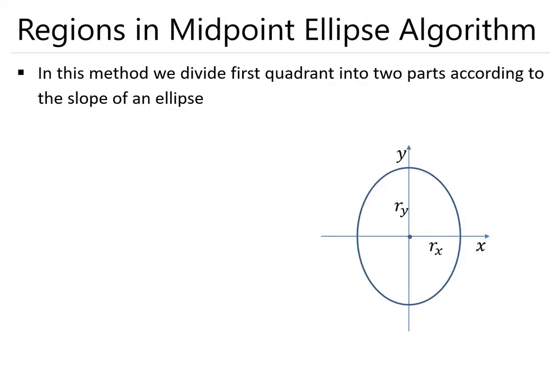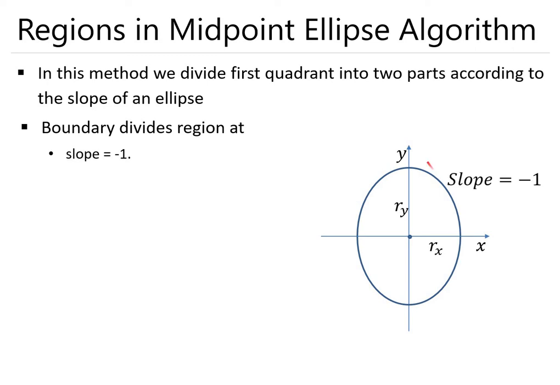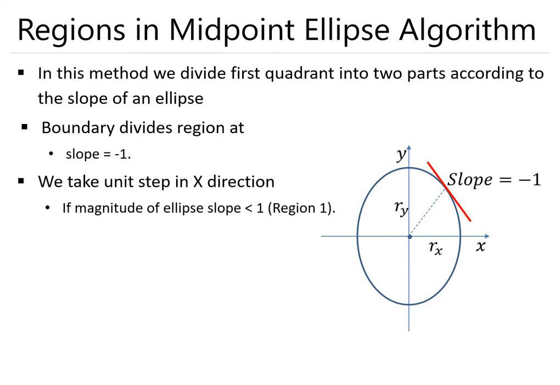In this method, we divide the first quadrant into two parts according to the slope of the ellipse. The boundary divides the region at slope equals minus 1. So when we find the slope for the first quadrant and it equals minus 1, that is the boundary. Now that is the boundary here. We are dividing it into two regions.